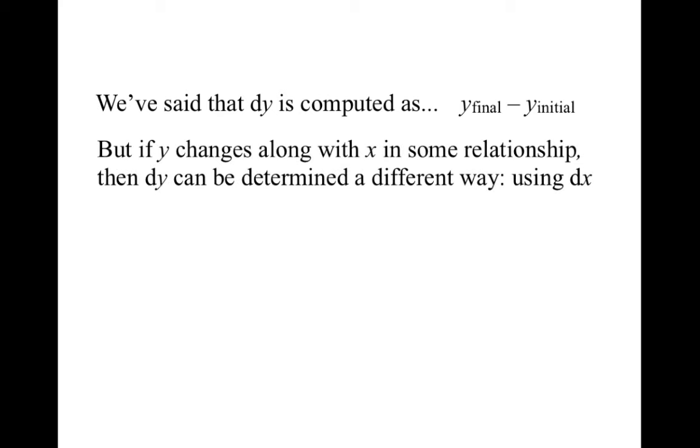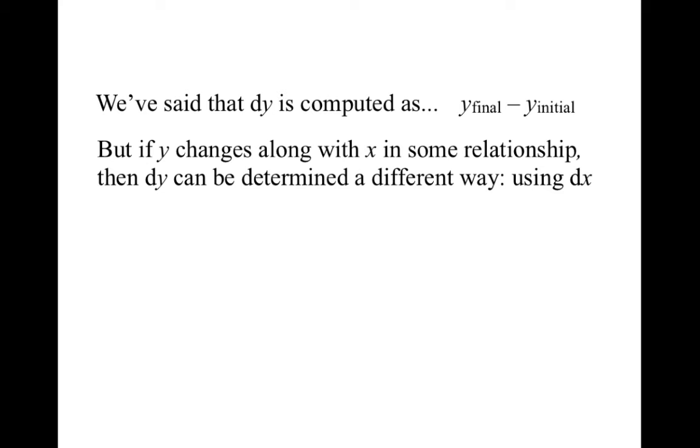Okay. But now suppose that y changes along with x in some sort of relationship. Y and x are in relationship with each other. Then we have a way of determining dy in a different way. Not by final minus initial, but determined based on dx. So if dx changes a certain amount, based on that amount that it changes, we also want a way to calculate how much y changed, rather than the final minus initial way.